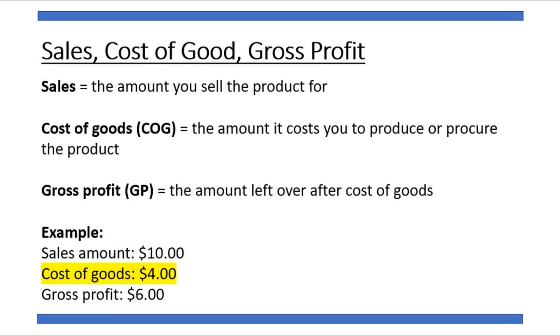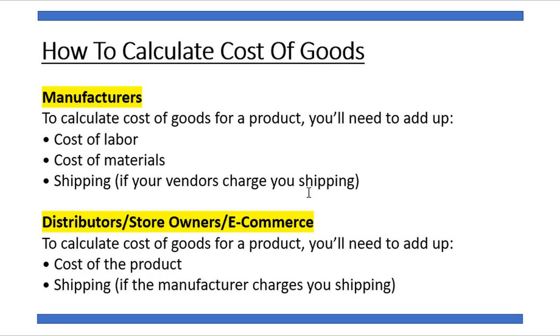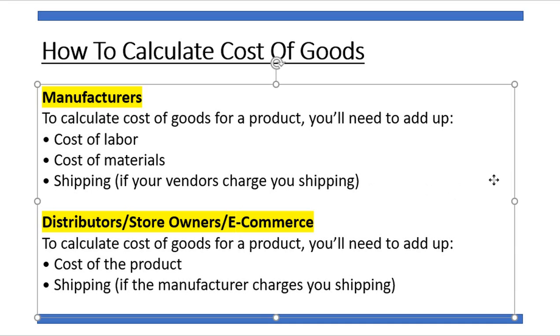We also need to distinguish it from other terms. Sales is the amount you sell the product for. Cost of goods is the amount it costs to produce or buy it. And then gross profit is the amount left over after cost of goods. In this example I'm showing the sales was $10, the cost of goods was $4, and the gross profit was $6.